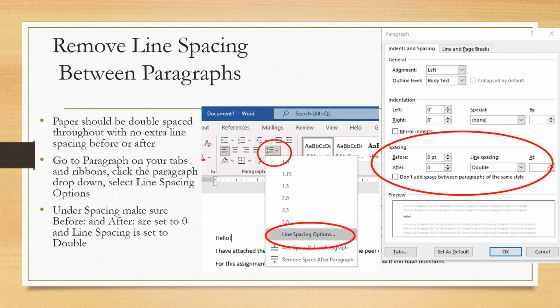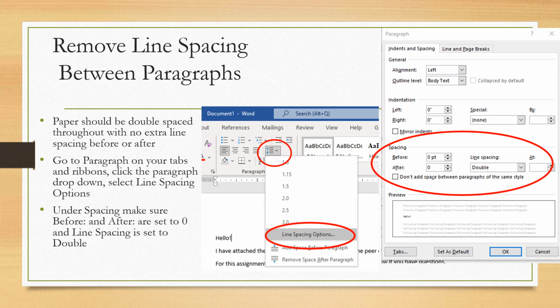And then as far as when we talked about the double space throughout, a big issue that I see with a lot of students is the line spacing between paragraphs. So Word automatically defaults to a line spacing that has an 8-point after and usually multiple on the line spacing options.